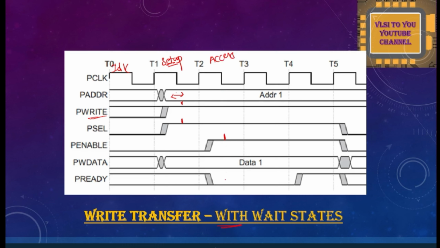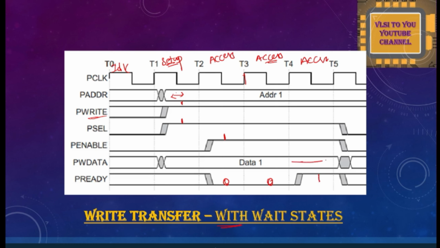Fine. Now you have to check PREADY. PREADY is 0. That means the slave is not ready to accept, so it has to stay in the access state only. Again, in the next cycle, access state, all things are the same, and again PREADY is 0. So again it has to wait for the next cycle also. And in the next cycle, now PREADY is 1.